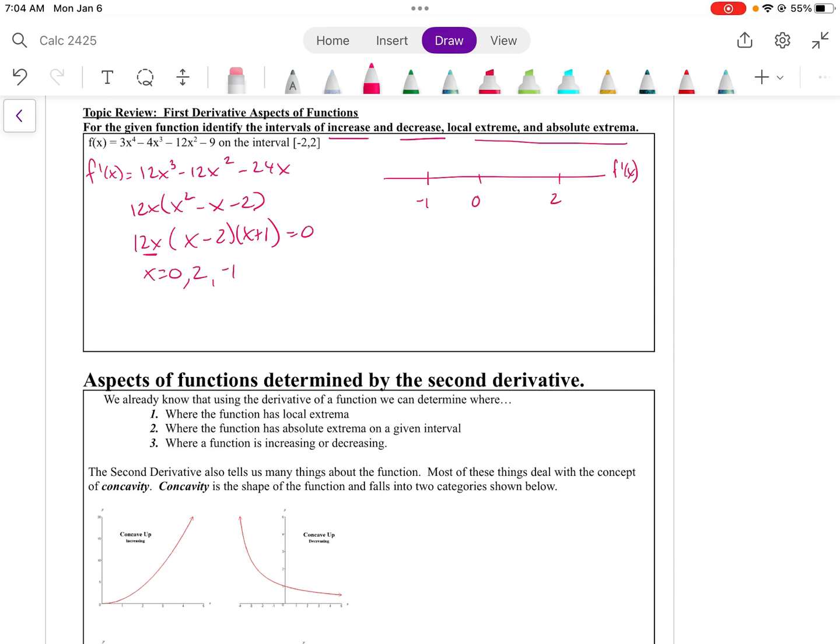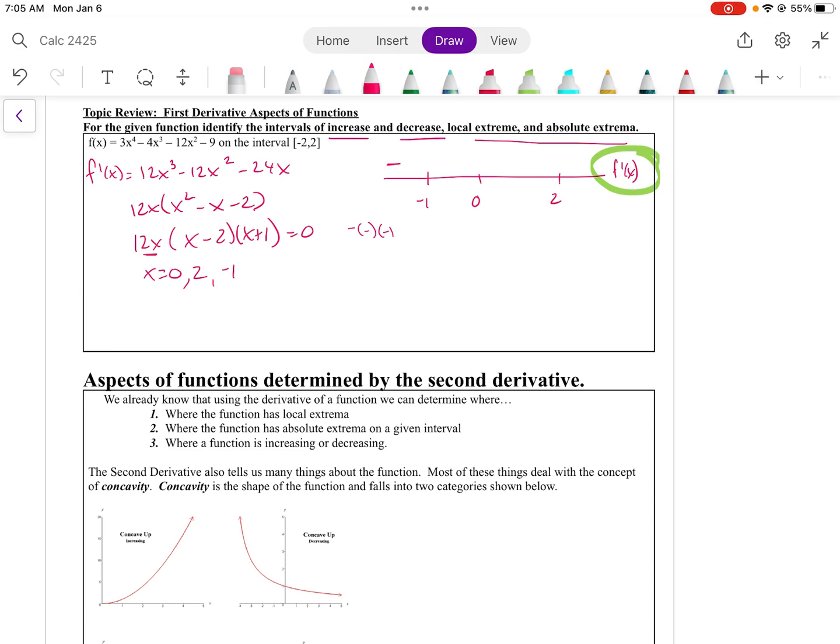And then I'm going to plug in numbers around these values, right? So I'm going to plug in negative 2. I'm plugging it into the derivative, because I'm doing a first derivative test. I'm going to plug it into this factored form. So I know the first term will be negative. If I plug in negative 2, the second term will be negative. And if I plug in negative 2, the third term will be negative. So 3 negatives will make a negative if I multiply those out.